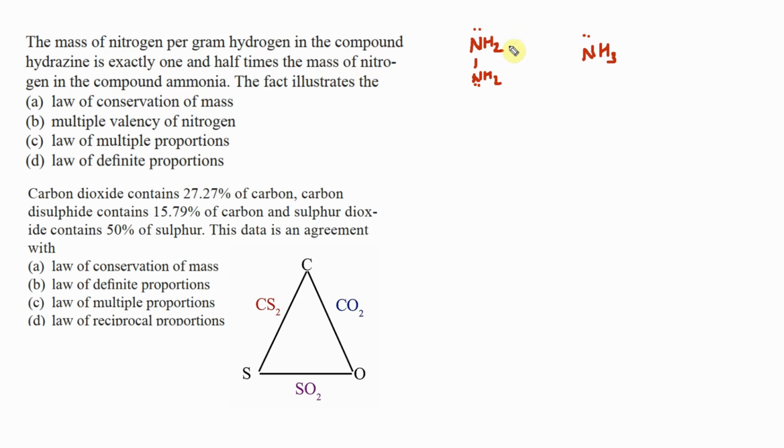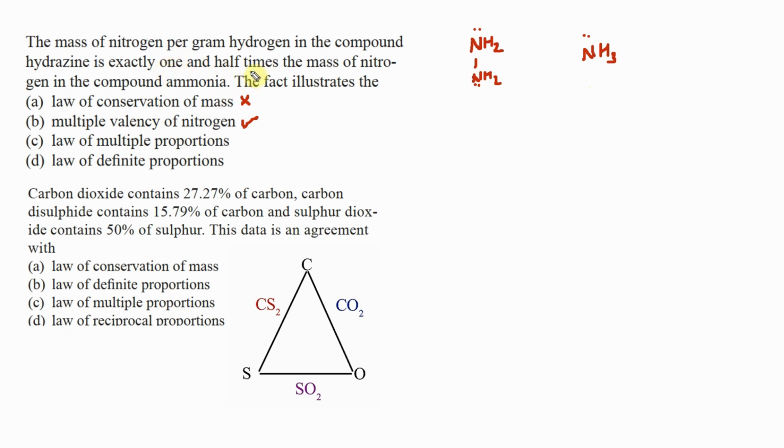So look at it. They are talking about 2 different compounds and they have different ratios. So this is not a reaction, so there is no conservation of mass. This fact illustrates the multiple valency of nitrogen, which is true. Multiple valency of nitrogen is correct, but at the same time, this is not telling you about the multiple valency, it tells you about the ratio.